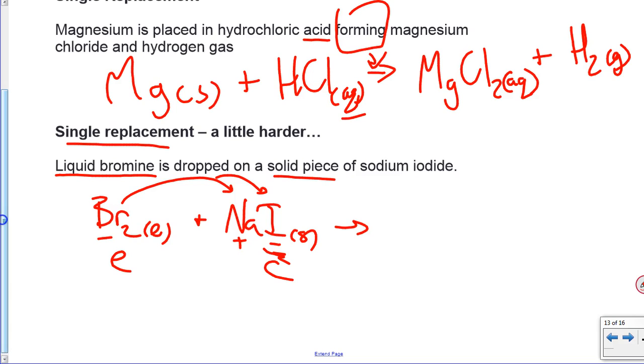So what we end up seeing is a new product form over here of NaBr. We don't know what the state is quite yet. Plus, now we have iodine kicked out by itself.